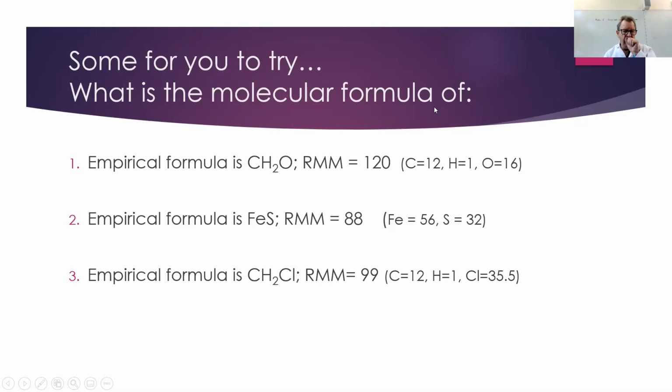Okay, so here are some to try. What I want you to do is work out the molecular formula of each one of these. There's an empirical formula and an RMM. There are the RAMs, the ARs for the different elements here. So what we can do is work out that, divide this by the number of that, and work out what they are. Pause the video for a moment and have a go, and then I'll come back with the answers in a moment. And I'm back.